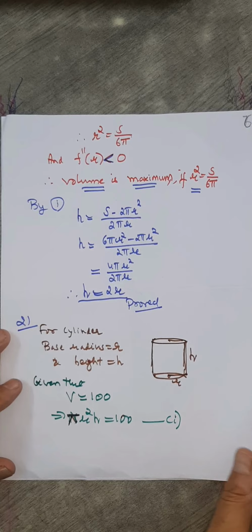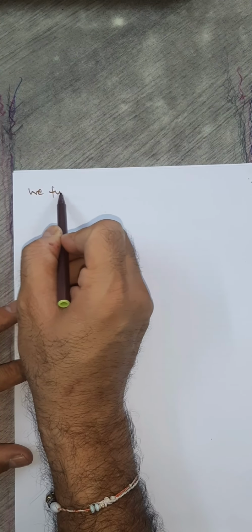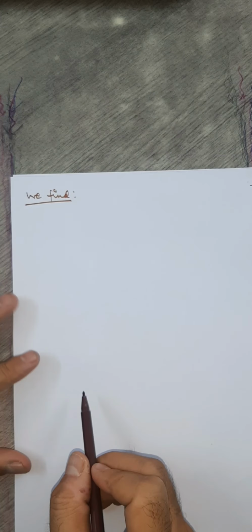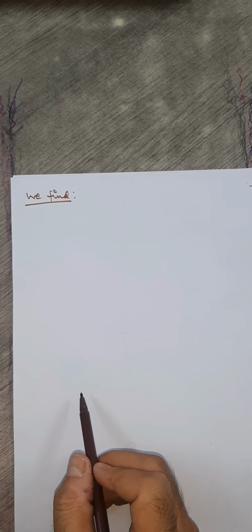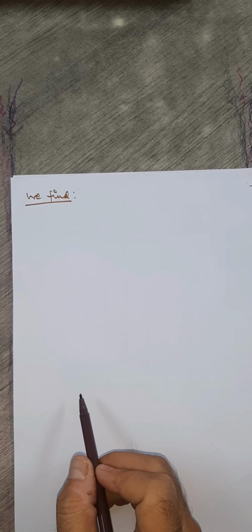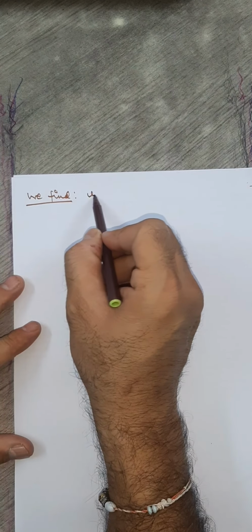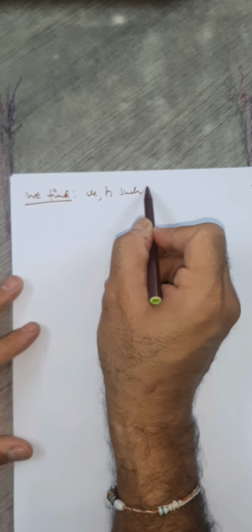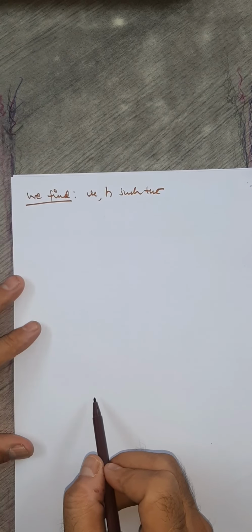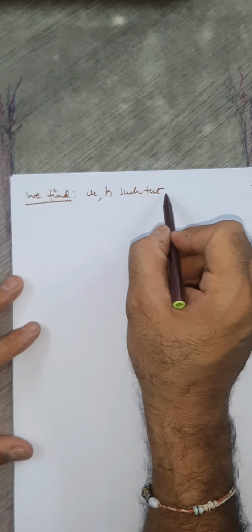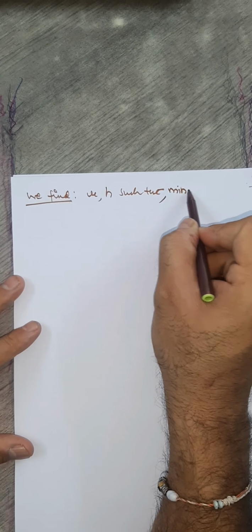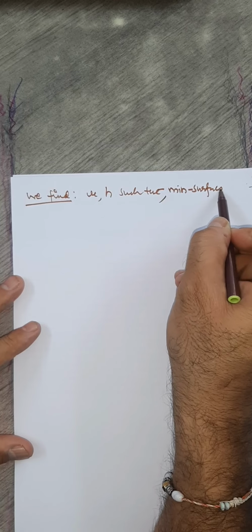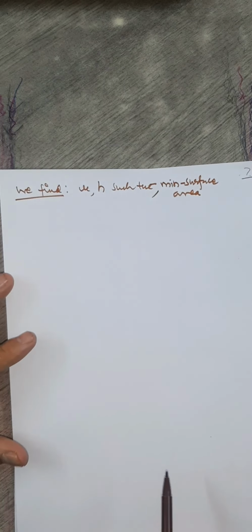Okay. Now what do you want to do here? So let me write that. We keep in our mind what we want. We find the dimensions. Dimensions means what? R and H. We find R and H satisfying which condition? Such that the surface area should be minimum. I hope now this is clear to you what you want to do. You want to get R and H for which the surface area is minimum.